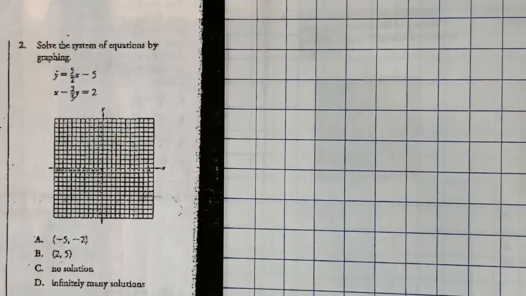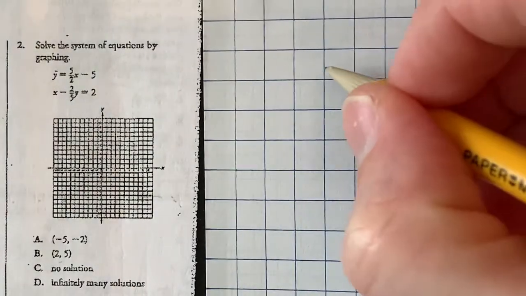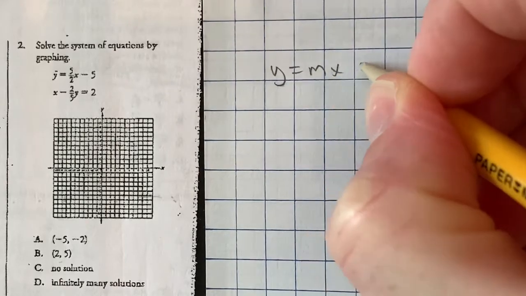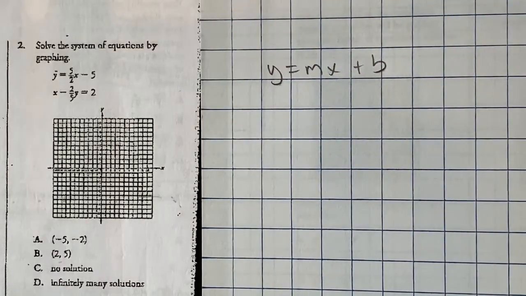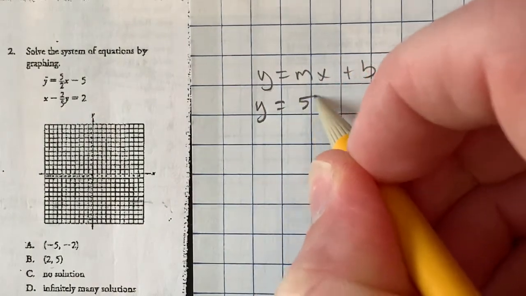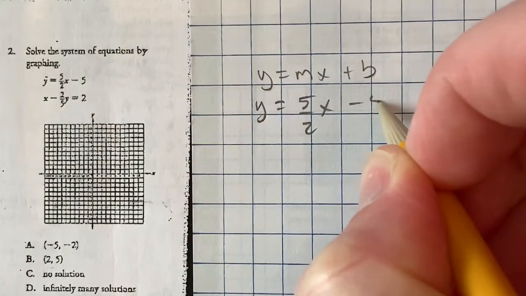And so hopefully you should be able to match that answer up pretty easily for number 1. Page 1, number 2, solve the system of equations by graphing. So again, we always want to get these in the form y equals mx plus b, right? So if we look at the first one, let's write that first one down. Y equals 5 over 2x minus 5.